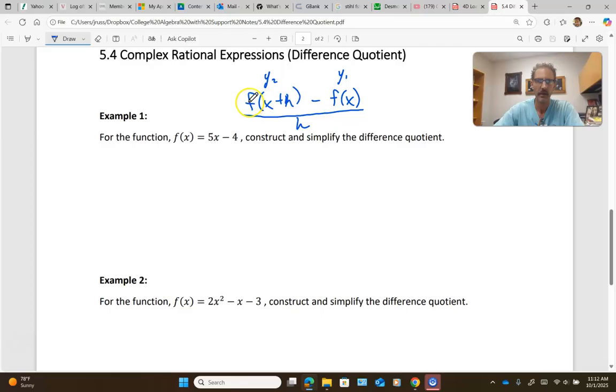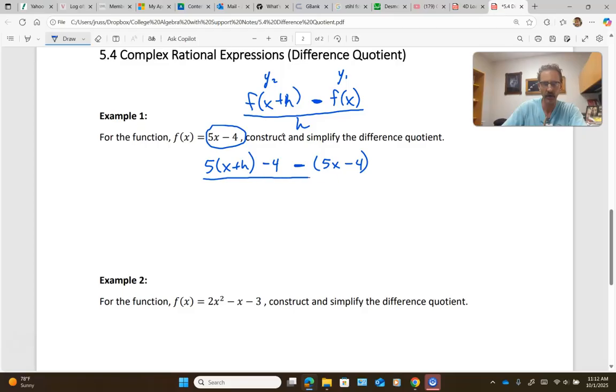Well, f of x plus h means I take x plus h and I plug it in for x. So if I do that, I'll have 5 times x plus h minus 4. Then I bring down this minus sign because that's part of my formula. And then I plug in f of x. Well, f of x is just the function itself, but I need to keep it in parentheses. It's 5x minus 4. And then I put all of this over h, and then I proceed to simplify.